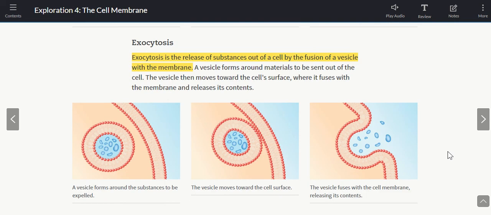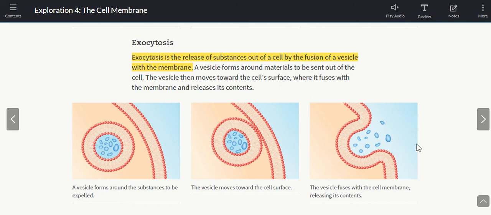Now, the other type is exocytosis. Exocytosis is where we need to eliminate a large amount of substance. This is typically when we want to eliminate waste or any other, it could be a signaling molecule, but a lot of times it's waste products, where we form this vesicle around the waste products. Then we move it towards the surface, and when the vesicle fuses with the cell membrane, it creates an area for that substance to be removed.